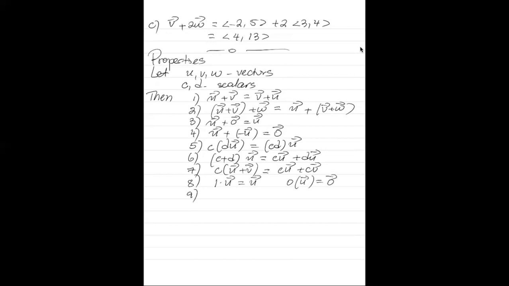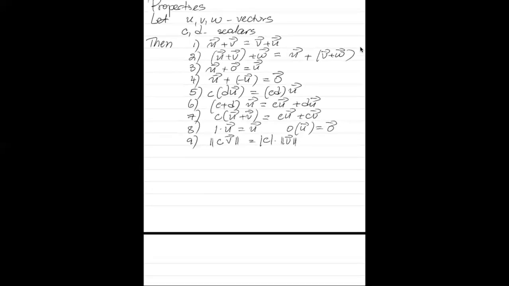And lastly, number 9, the magnitude of c times vector v is equal to the absolute value of the number c times the magnitude of vector v. So these are the properties we use when we manipulate vectors and their operations.